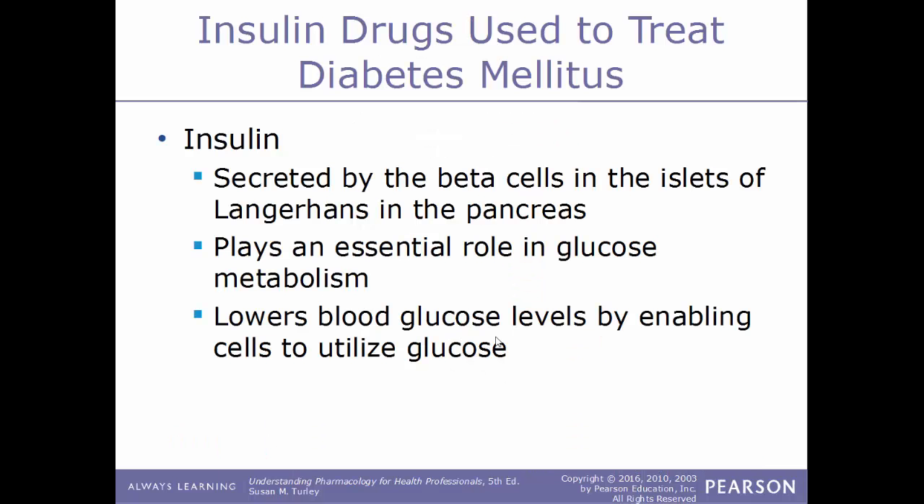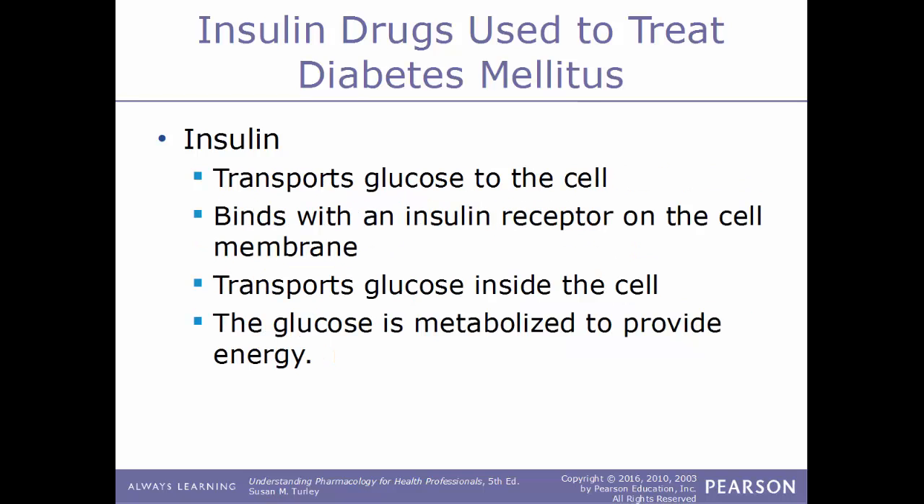First, we'll talk about insulin drugs that are used to treat diabetes mellitus. Now, insulin is secreted by the beta cells of the islets of Langerhans within the pancreas. Now, insulin, of course, plays an essential role in the glucose metabolism, and it works by lowering blood glucose levels by helping cells utilize glucose.